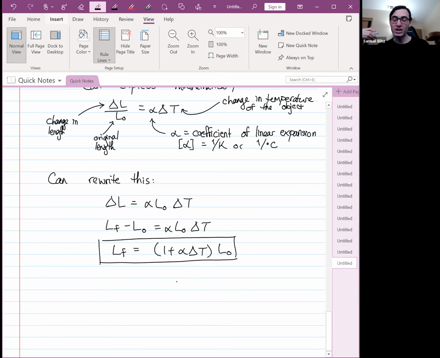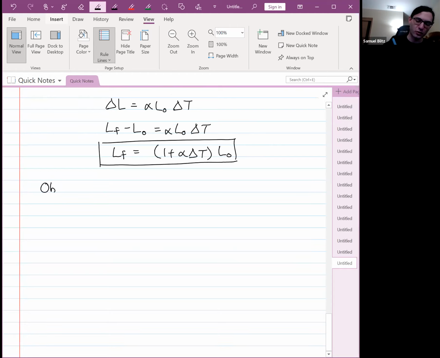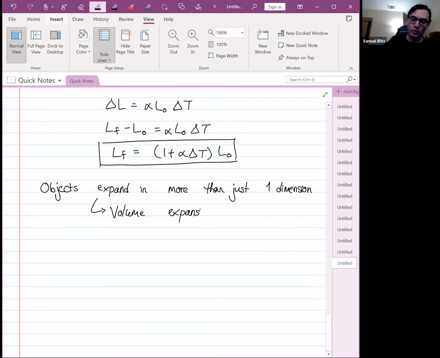Now, we can continue and get something a little bit perhaps more applicable, which we obtain by noting that objects expand in more than just one direction. They don't just expand in a straight line, the whole thing gets bigger. So we don't just need to worry about linear expansion. We need to worry about volume expansion. The whole volume of an object is going to get bigger.